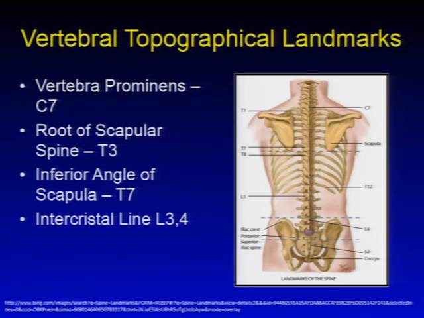The root of the scapular spine corresponds with the T3 level of the spine. The inferior angle of the scapula is at the level of T7, and the intercristal line, or the line between the two iliac crests, is at the level of L3, L4.